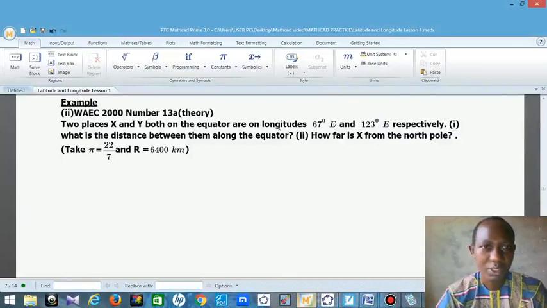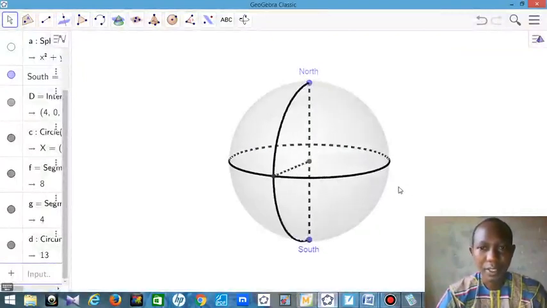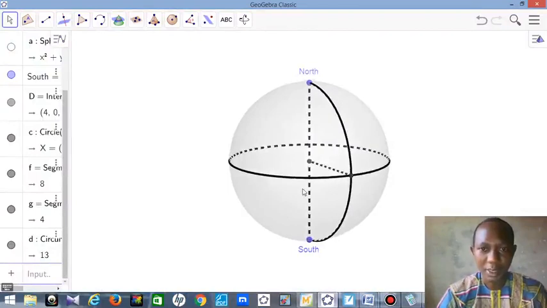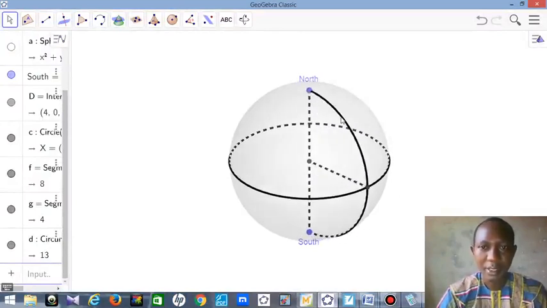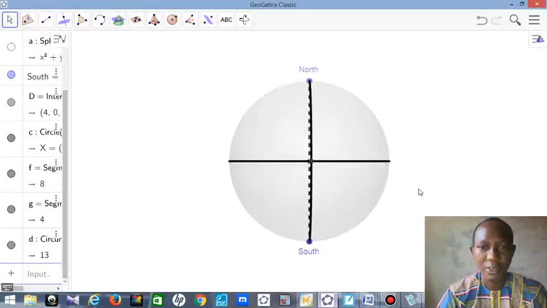Let me still demonstrate this before we do the solution. So this is my sphere now, representing the Earth. You can see the North Pole and the South Pole, and the polar axis at the center there. Then you can see my prime meridian from north to south, which is the reference longitude. Then you can see my equator at the middle. If I place it using the front view, you can see something like this.